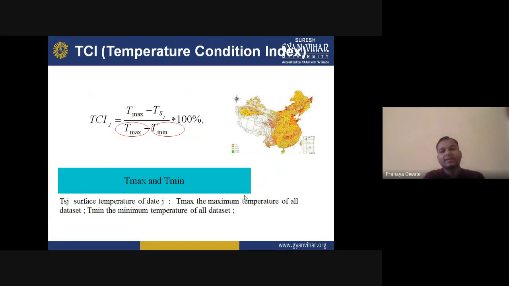You have the TCI. TCI is nothing but the temperature condition index. What is the temperature condition index? TCI is the surface temperature, the temperature condition of a particular area. Temperature is also an important parameter for monitoring drought, and if there is a good amount of heat in the area, or humidity, all these parameters can be used for your drought assessment.